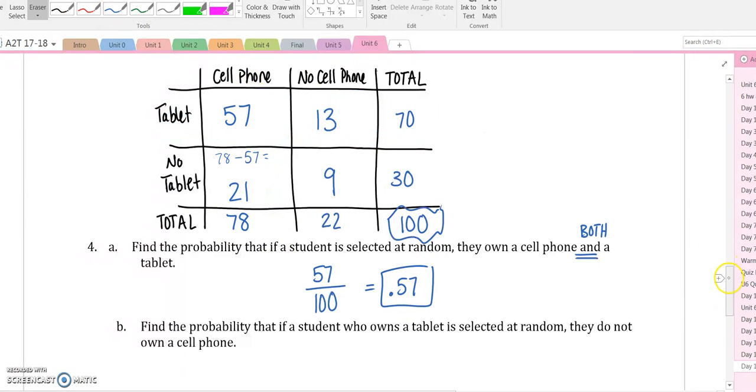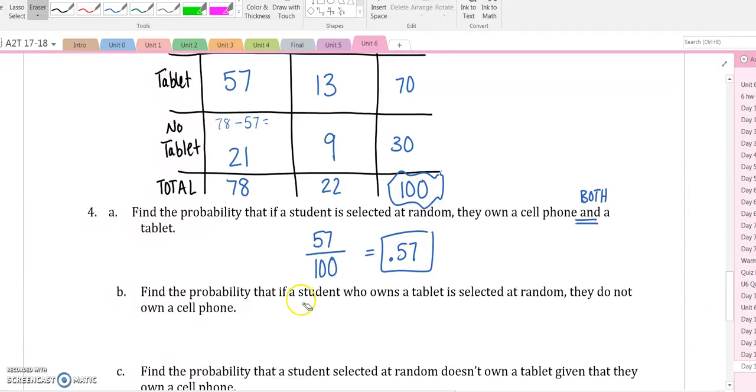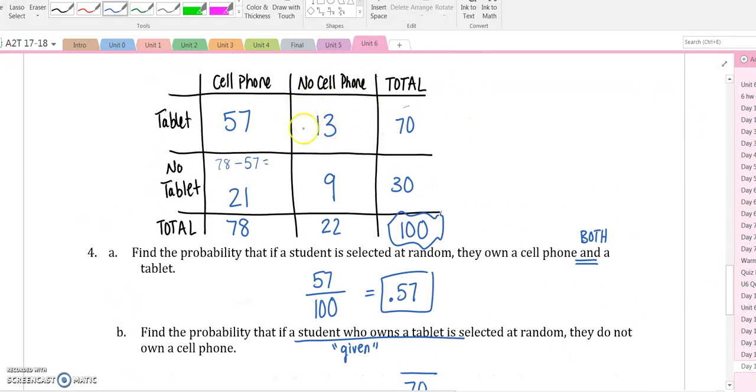Okay. Find the probability that if a student who owns a tablet is selected at random. So now we're changing the denominator. We're only looking at students who own tablets. It's like our given. So instead of out of 100, I'm going to say own tablets. That's 70. And then I want the probability they don't own a cell phone. So of those 70, 13 don't own a cell phone. So we'd say 13 out of 70.